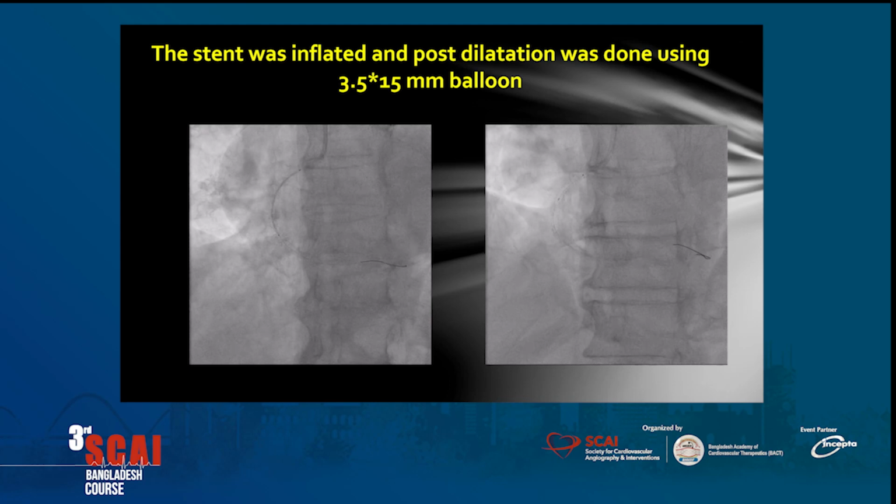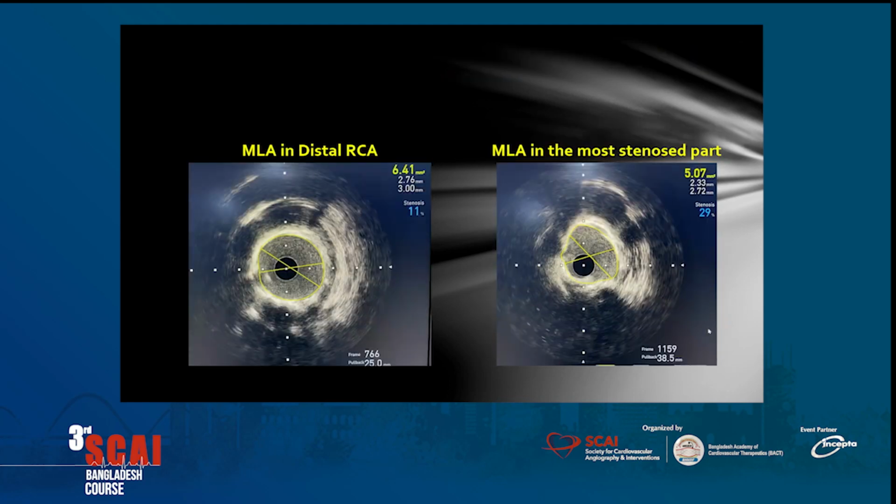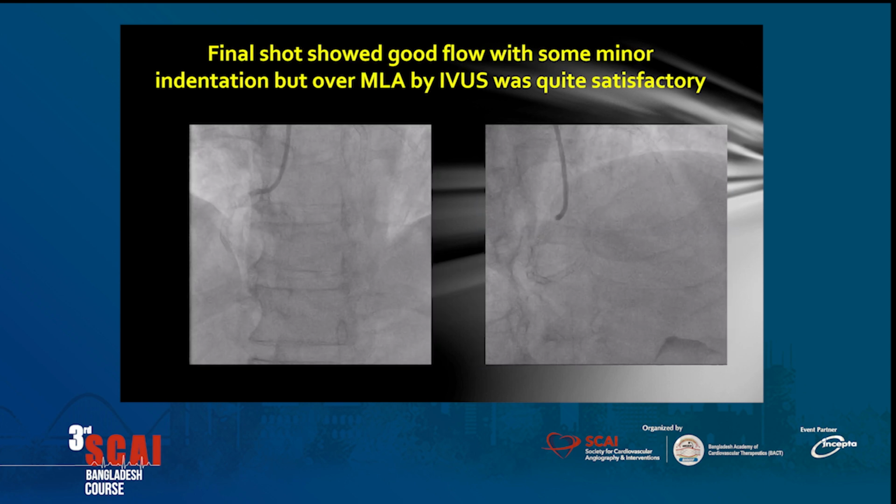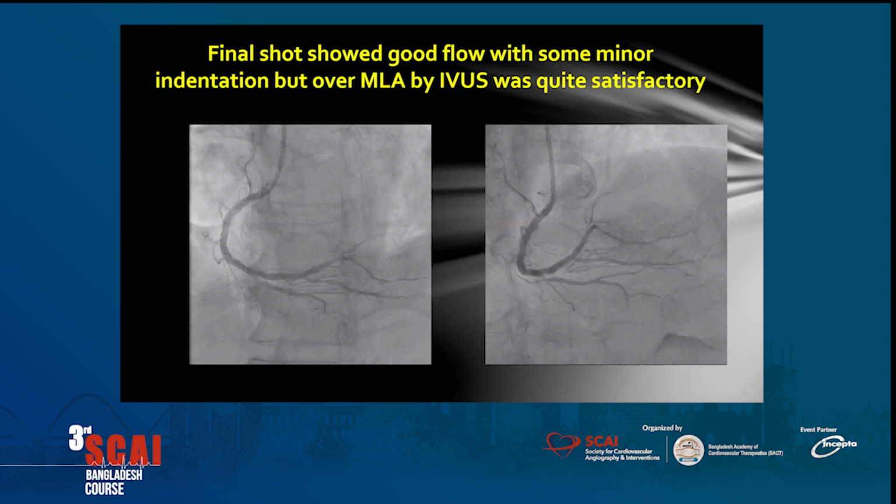Now I crossed the stent, stented. This is the MLA of the distal RCA. This is the stent MLA of the overlap area. This is proximal RCA. And this is the final shot.